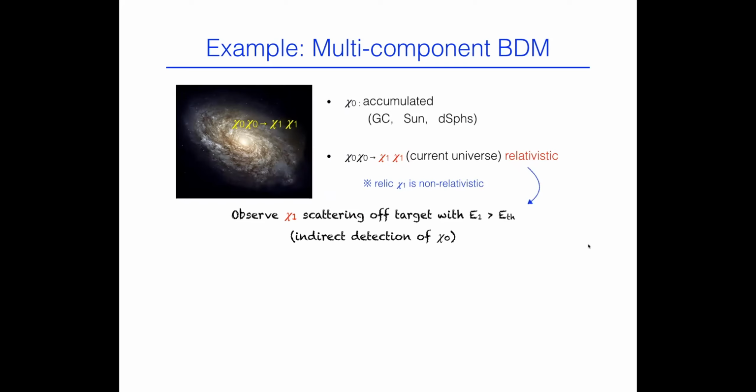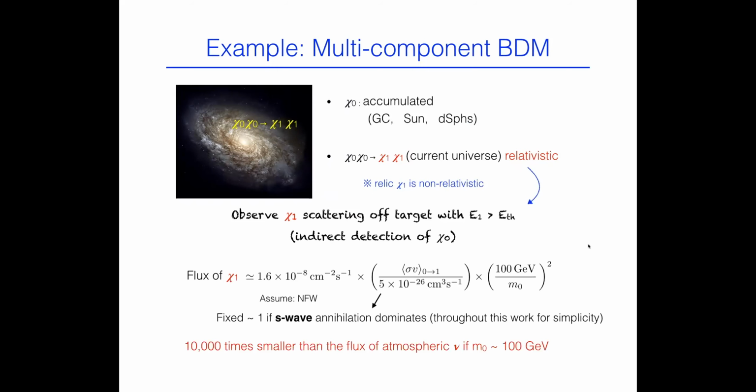So from the point of view of heavy dark matter, it's nothing but the indirect detection of the heavy dark matter component, which is the dominant relic. Since it just looks like annihilation into neutrinos, the flux of light dark matter is determined by the annihilation cross section of the heavy dark matter pair into light dark matter times the number density squared of heavy dark matter, which is, in other words, inversely proportional to the square of the mass of heavy dark matter. And if the mass of heavy dark matter is around 100 GeV, which is the expected mass range of WIMP, then the flux is about 10 to the minus 8 per square centimeter per second, which corresponds to a flux 10,000 times smaller than the flux of atmospheric neutrinos. So in this case, we use various neutrino experiments, including Hyper-Kamiokande and Super-Kamiokande, to observe the signal of boosted dark matter.